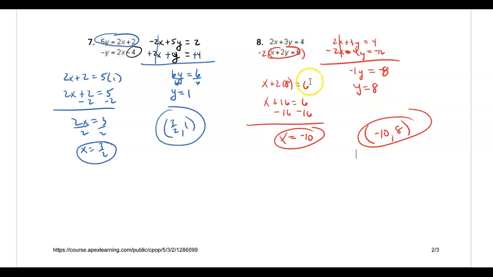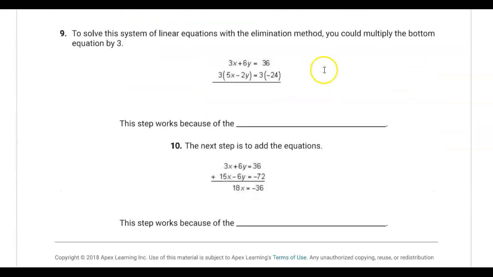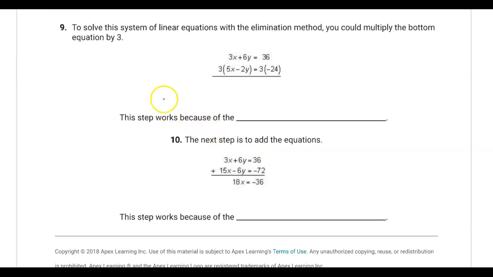I know I went through these kind of quick, but it was a lot of examples. In here, right, to solve this system, you can multiply the bottom equation by 3, which is what they did here. This step works because of the multiplication property of equality. Right, the next step to add equations, this step works because when you add them together, this is the addition property.